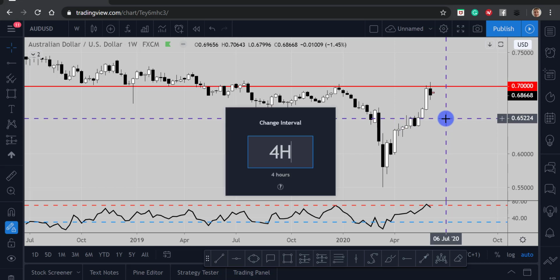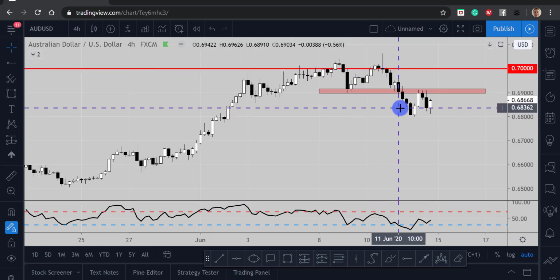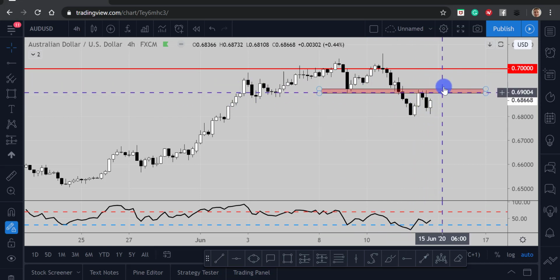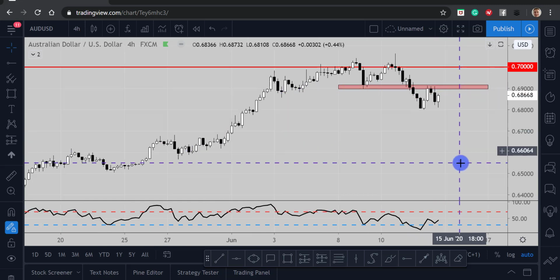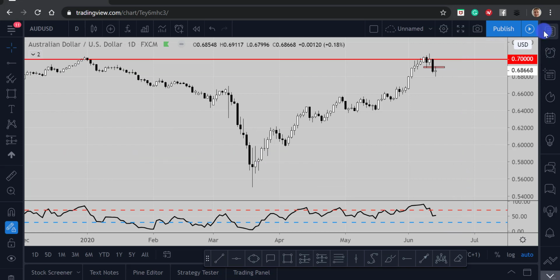So if we go to that 4-hour time frame, I've already marked up an area of interest. The market has formed a new low in here. So again, if we start seeing a bit of bearish price action in and around this area, we could be looking for some short opportunities on Aussie US dollar. Let's go take a look at Pound Aussie then.